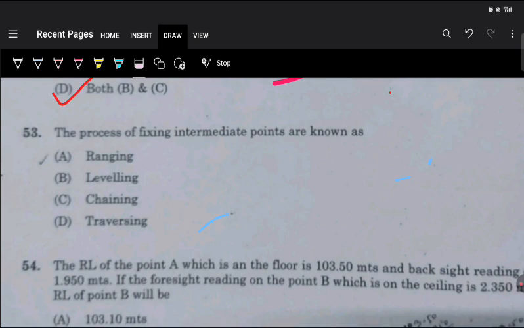Now coming to the next question, the process of fixing intermediate points is known as ranging, right?